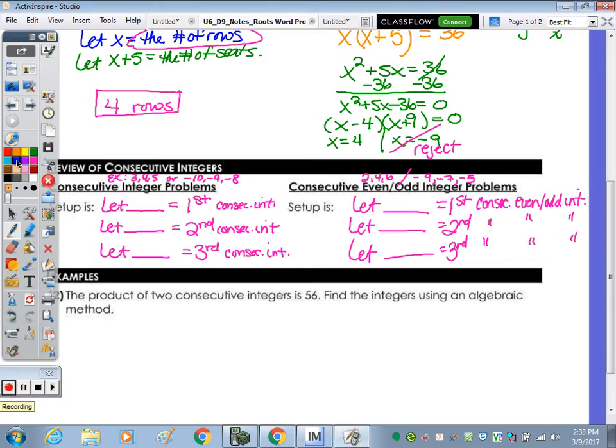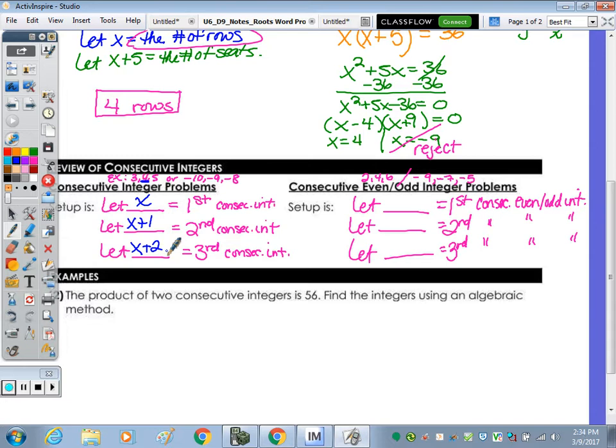So consecutive, if you don't know the first or the starting number, and the next two numbers, don't they depend on what the first number is? So we can let x equal the first, and then to get the next one, you add 1. So x plus 1 would give you the 4, and then 3 plus 2 is going to give you the third. So they differ by 1. Even and odd differ by 2.